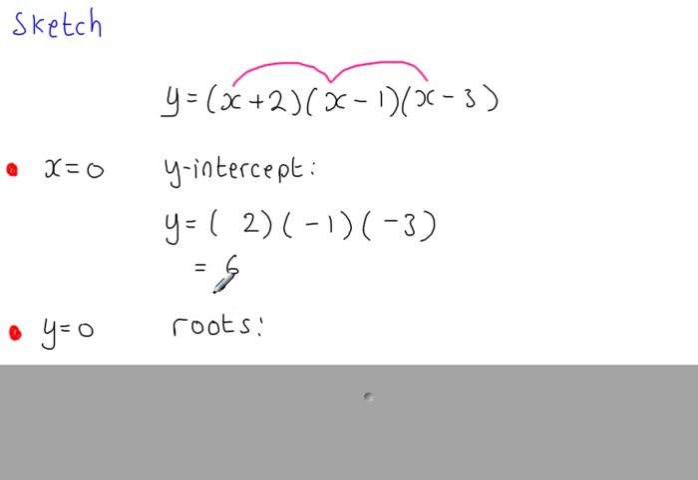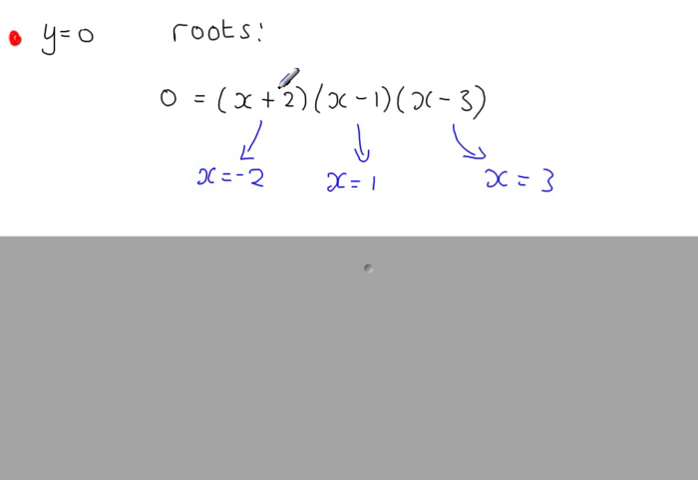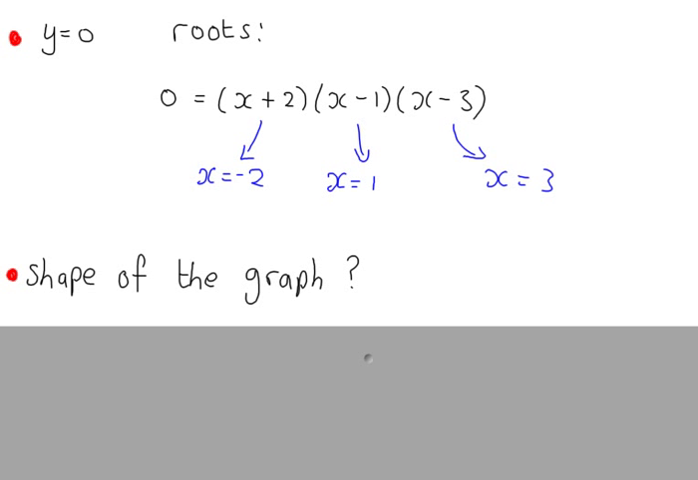To work out the roots, we're looking on the x-axis, so y equals 0. So now from this factor here, x is minus 2, from this one, x equals 1, and here, x equals 3. What will the shape of the graph be? Well, the coefficient of x cubed is positive, so it will take that kind of shape.